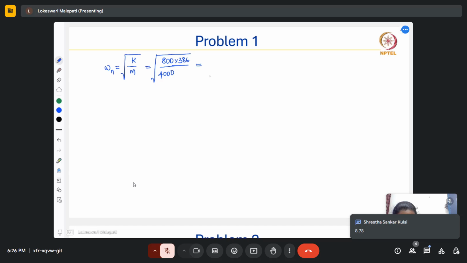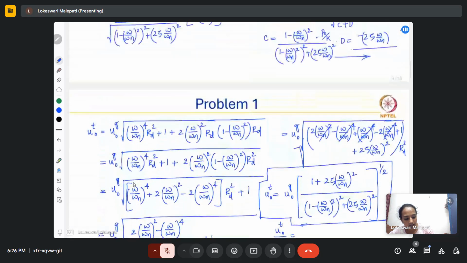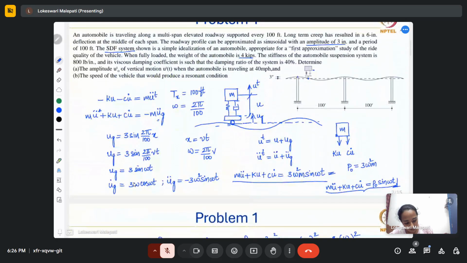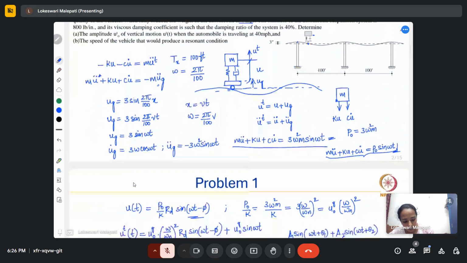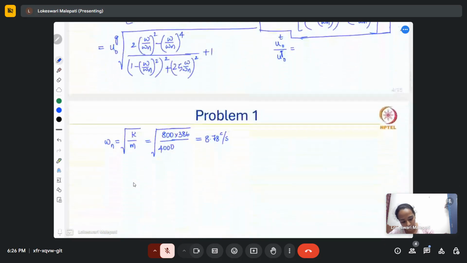Yes, right. 8.78 radians per second. Similarly, we need to find out omega. We have substituted for 2 pi by 100 V. Omega is 2 pi by 100 V. So let's find out.